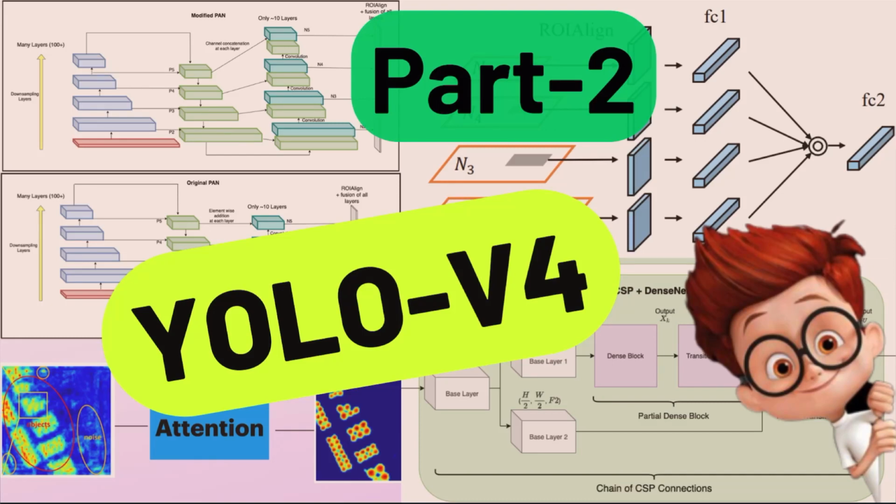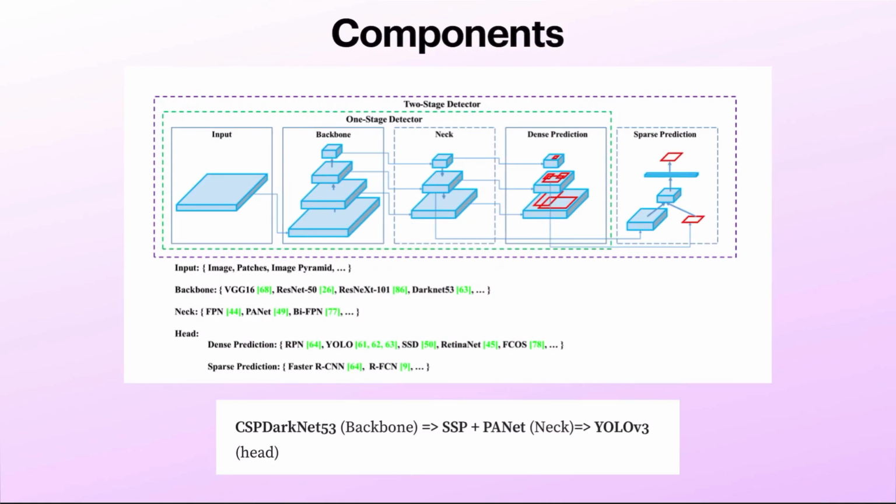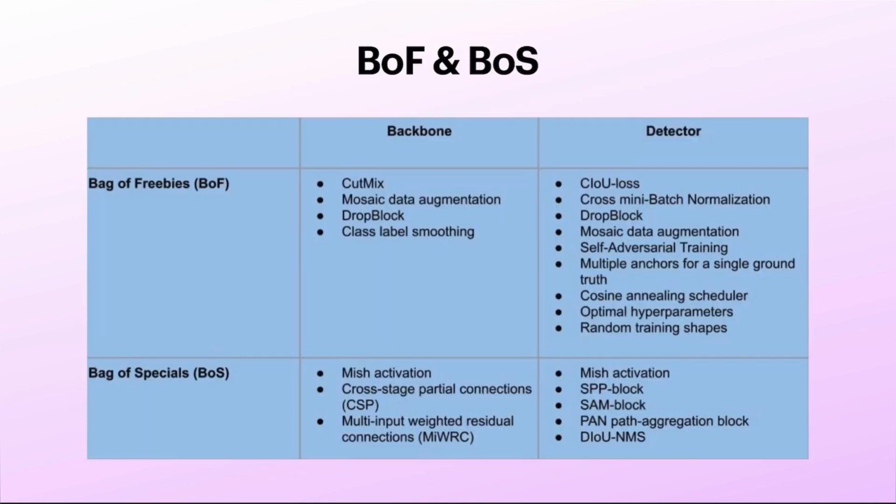In the previous video we discussed YoloV4 on a high level. This is part 2 of YoloV4. We talked about why YoloV4 is widely used and different components of YoloV4, like the backbone, the neck, and the head being used. And we also discussed bag of freebies and bag of specials. All these we have discussed on a very high level: what these individual components are and what their purpose is.